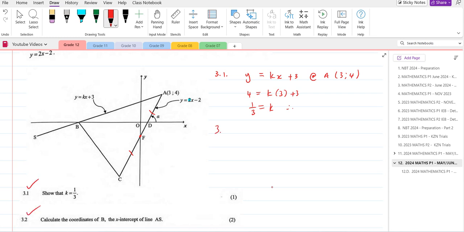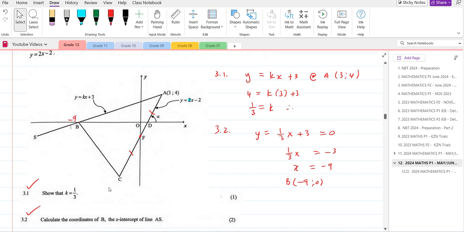So 3.2. Remember, that's the x-intercept here, point B. So now we have y equals 1/3 x plus 3. To find the x-intercept, you're going to make y equal to 0. So we got 1/3 x is equal to -3. Multiplying both sides by 3 gives me x equals -9. So the coordinates of B are -9 and 0. Let me write down -9 here. Right, so problem solved. Let's look at the next question.